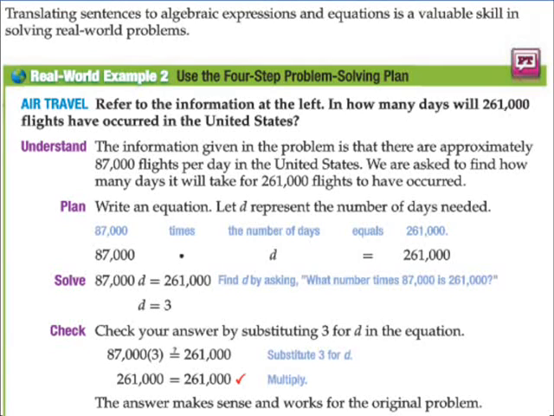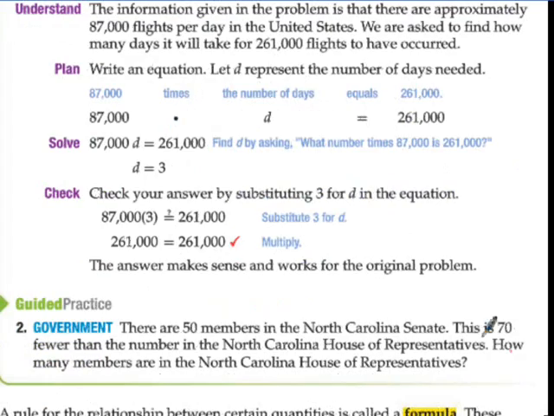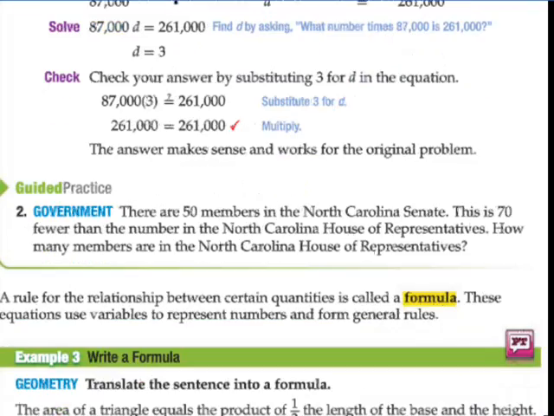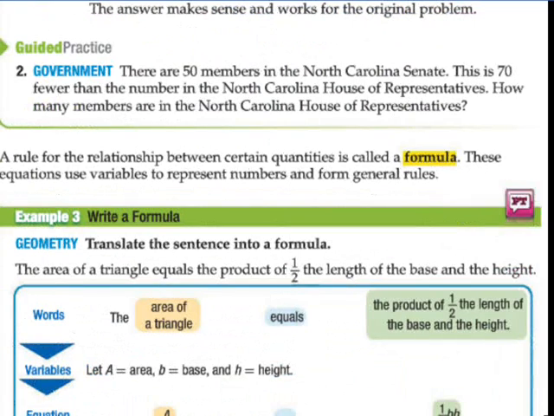Next, we're going to look at translating sentences to algebraic expressions and equations, which is a valuable skill in solving real-world problems. So this most often comes up, to be honest, in real-world application problems. You're given an example of something, you set up an equation, and then you solve for some sort of missing information. Checking your answer is a good idea to make sure you have it right. Never a bad thing to do there.